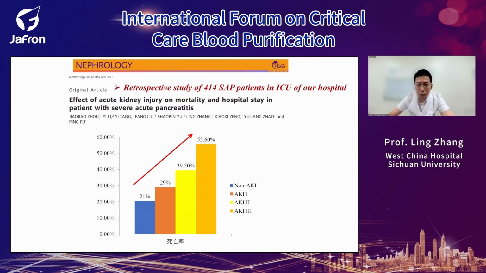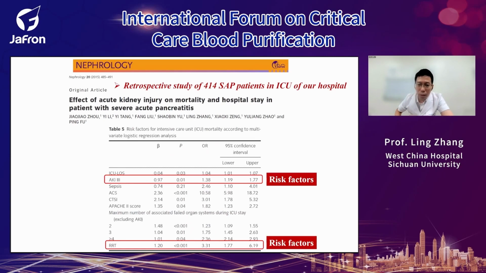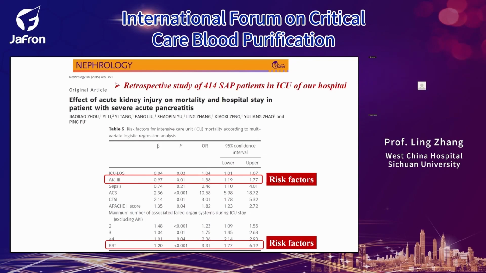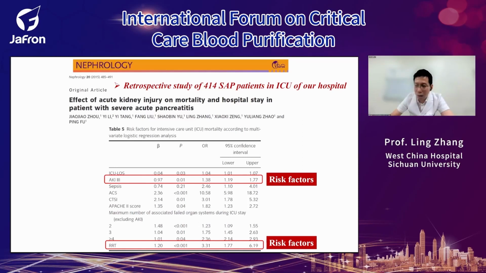In the logistic regression analysis, we can see that if the patients had AKI stage 3, the mortality rate increased more than 1.7 times. Interestingly, if the patients received renal replacement therapy, the mortality rate increased more than 6 times. So in this study, we can see that maybe CRRT is not always a good guide for this kind of patients.